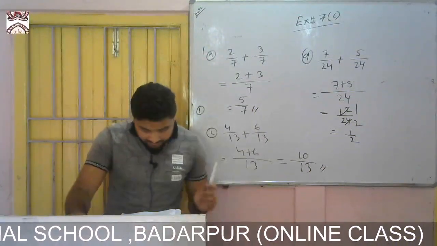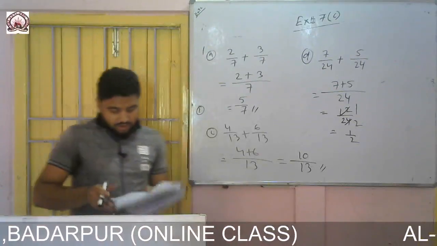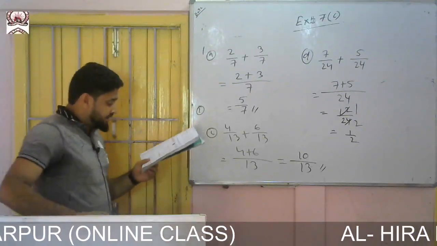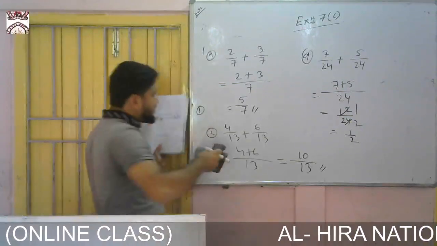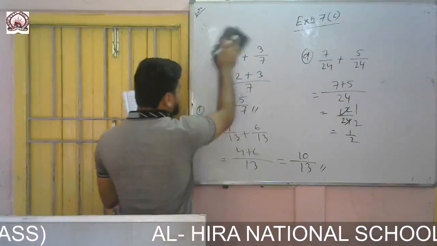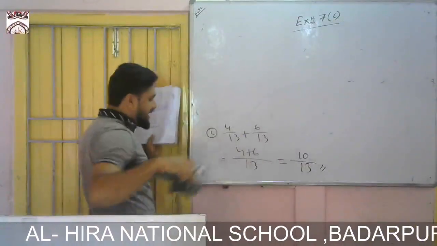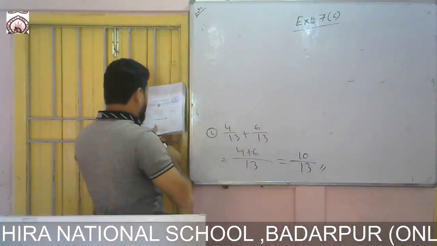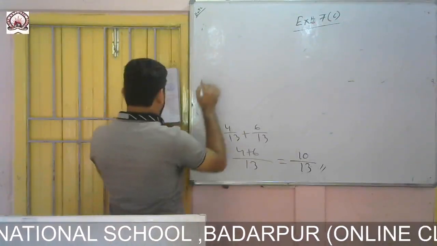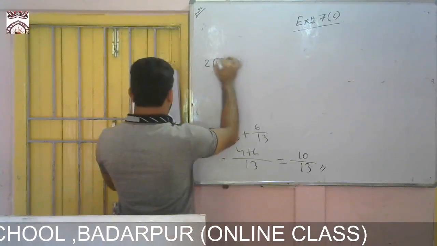Now come to question number 2. You see, same thing. The denominators are same. So from question number 2, let me solve two questions. These are all the same. The bigger one I am solving. First, 2C I am solving.